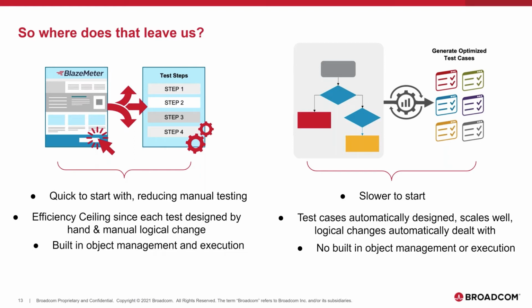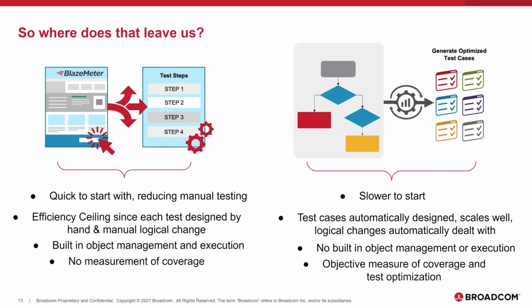On the left-hand side, we have built-in object management and execution. On the right-hand side, we don't have that. We have to integrate with an outside tool that you might not already have set up. On the left-hand side, we don't have a way of measuring coverage. On the right-hand side, we have a model that's an objective measure of coverage and test optimization. So these are very complementary. So we're going to try and connect them now.